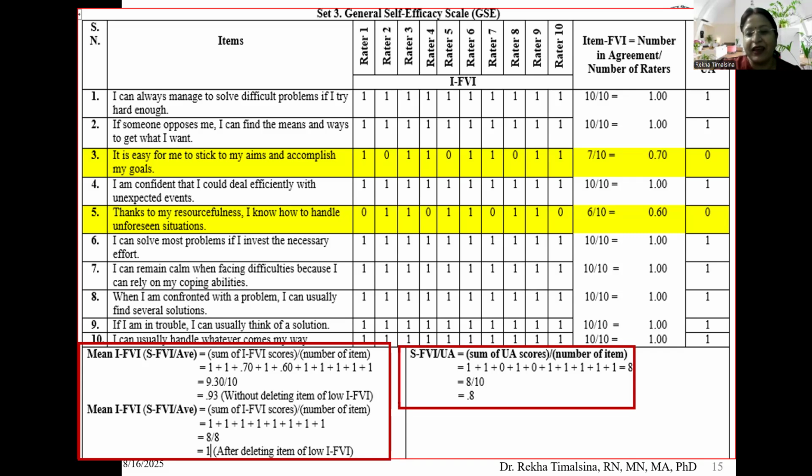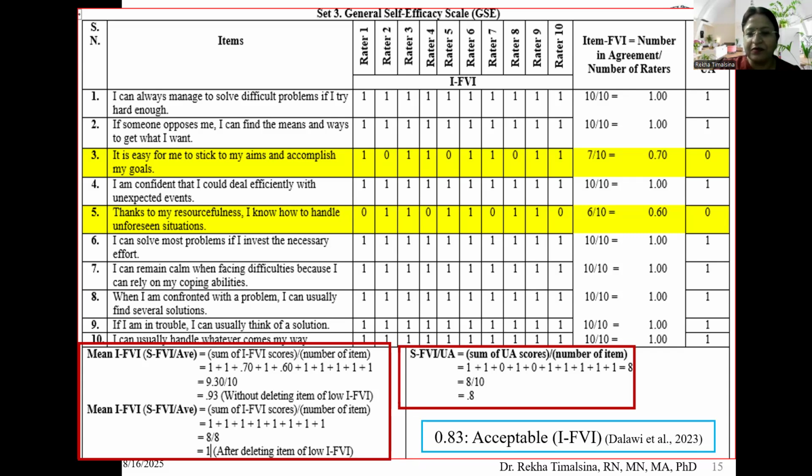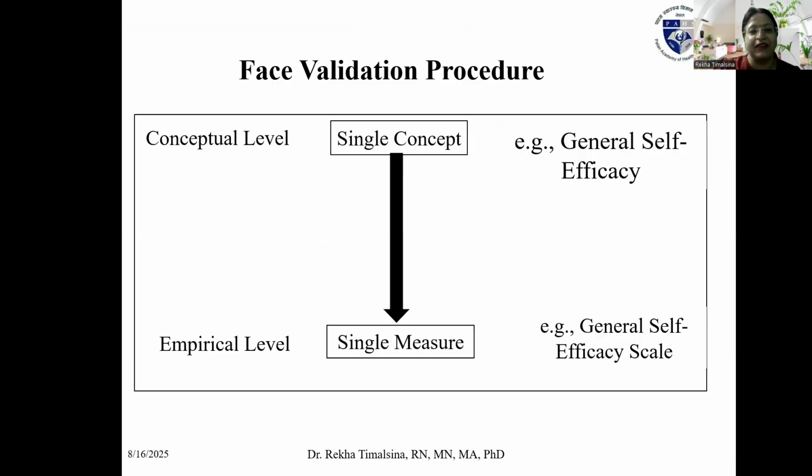According to Dalawi et al. 2023, an IFVI of at least 0.83 and an SFVI of at least 0.90 are considered acceptable. Meeting these criteria ensures that the instrument is clearly understood by its intended audience, thereby enhancing its practical usability and effectiveness.